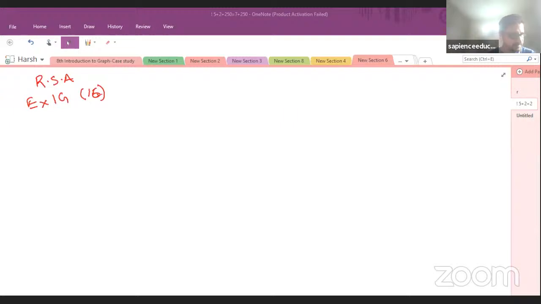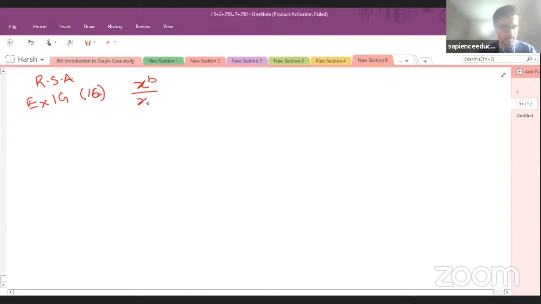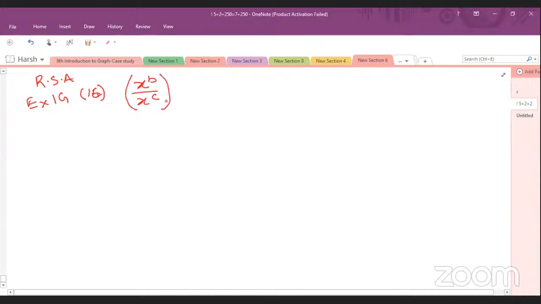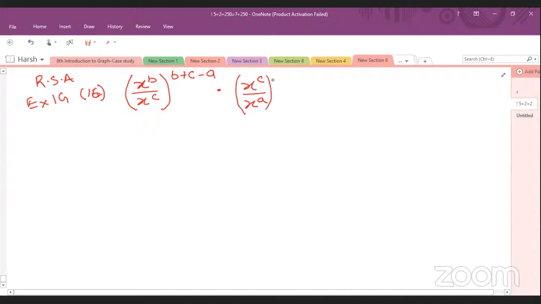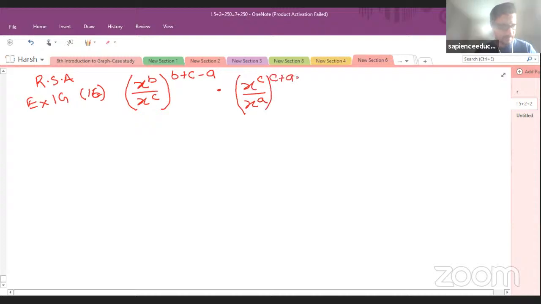I'll write the question. 16th question: (x^b / x^c) to the power (b+c-a), into (x^c / x^a) to the power (c+a-b), into (x^a / x^b) to the power (a+b-c).